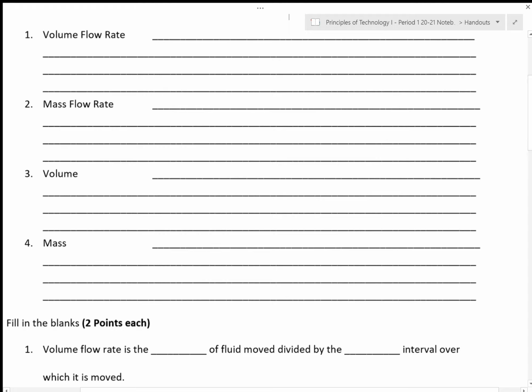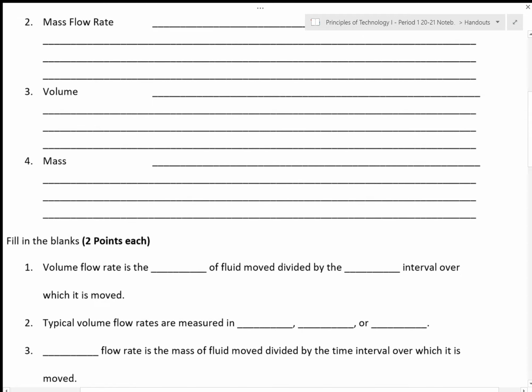Volume is the amount of three-dimensional space a substance occupies, and mass is the amount of matter in a substance.